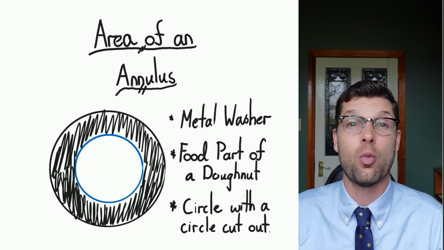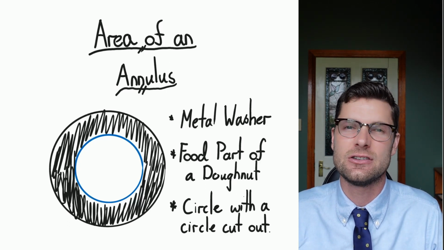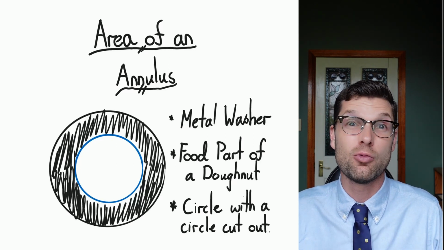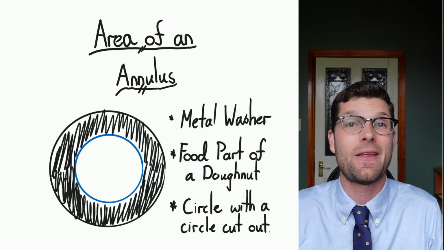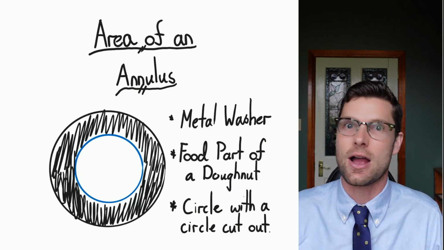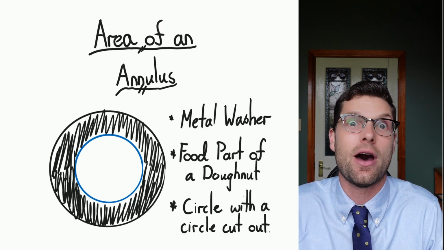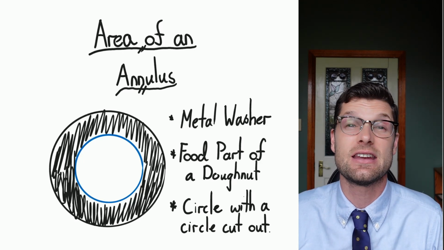So kind of like a metal washer if you're screwing something in, like the food part of a donut and not the space in the middle. So really, you just need to know it's a circle with a circle cut out. And we've got to find the area of the bit that's left over, right? If you want to make something like a donut, you need to know how much donut mixture you would need around that outside bit. So it is an important skill.